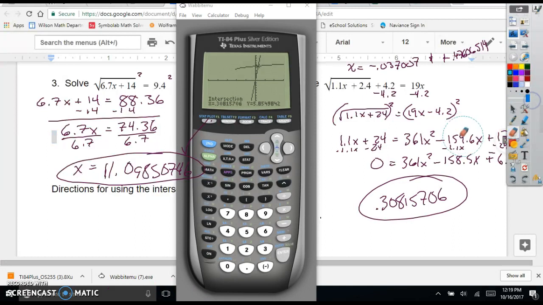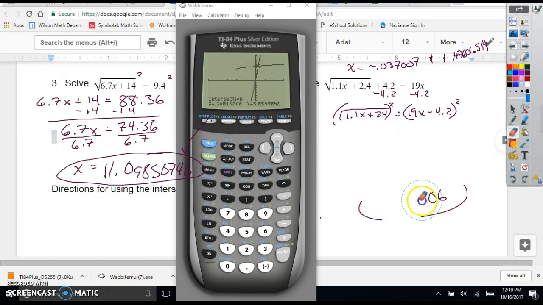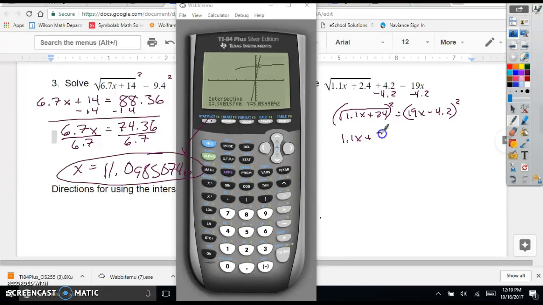All right, picking up where I left off, let me rewrite some of this. Okay, so this is 1.1x plus 2.4. That's going to equal, because I missed my decimal there, sorry, 19 squared.